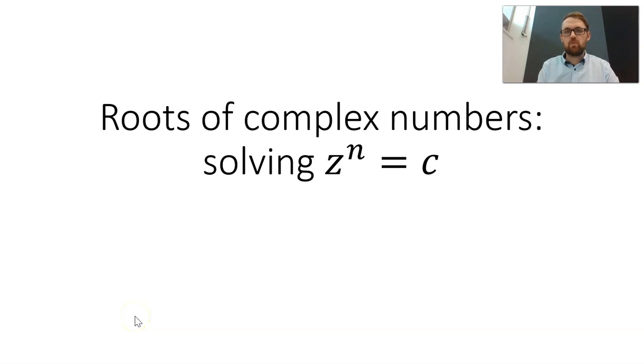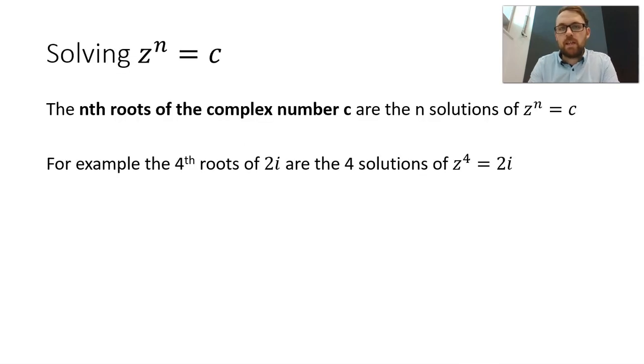Alright, so today we're going to have a look at roots of complex numbers and solving z to the power of n equals c. That might not mean anything to us at the moment, but we're going to have a look at this. Basically, the nth roots of the complex number c are the solutions of z to the power of n equals c. For example, the fourth roots of 2i, so instead of having c we've got 2i, and instead of having n we've got 4, are the four solutions to z to the power of 4 equals 2i.